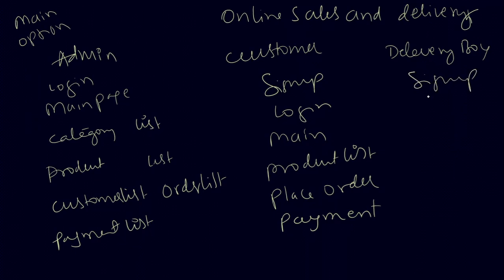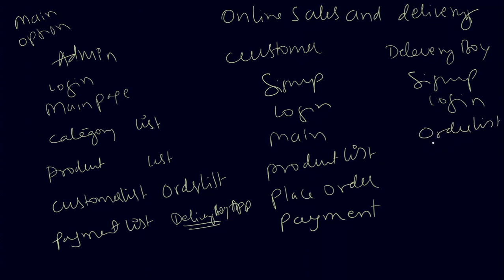If the delivery boy signs up, then it will be approved. Okay. So delivery boy approved. The admin has to approve that one. If it is approved, then only they can log in. Otherwise they cannot log in. So on approval they can log in. Now they can view the orders, the order list.